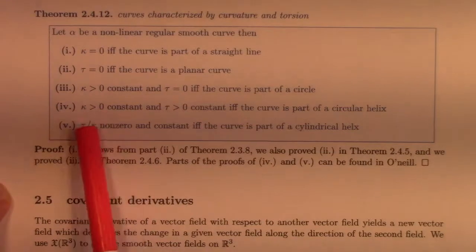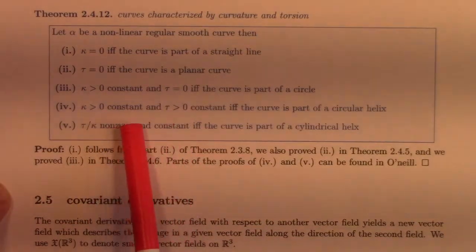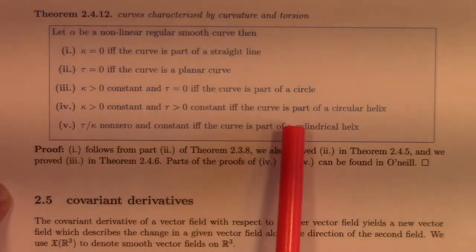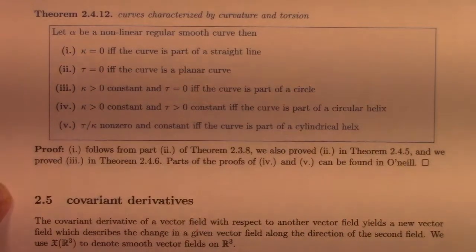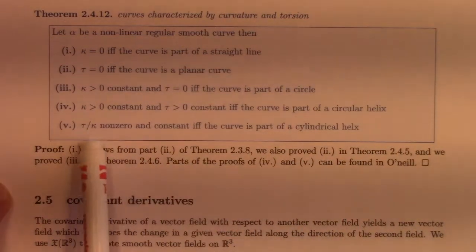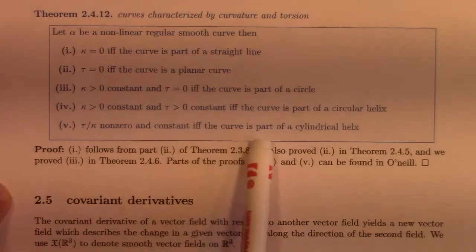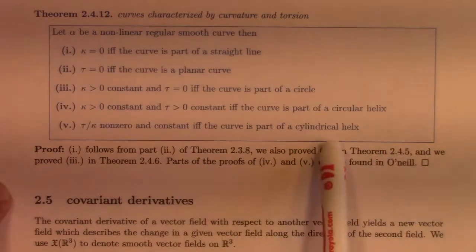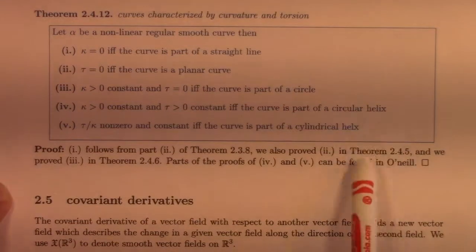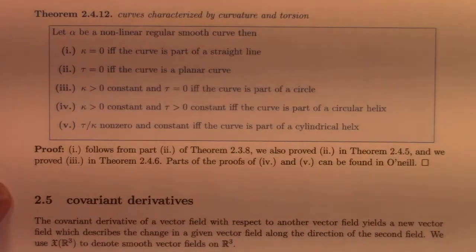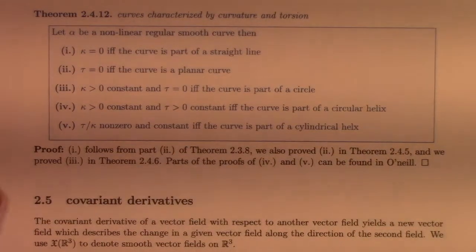If both the curvature and torsion are positive and constant, then the curve is part of a circular helix. Well, that's interesting. If the ratio of the torsion to the curvature is non-zero and constant, then the curve is part of a cylindrical helix. So, of course, the circular helix is a very, very particular case of that more general notion of a cylindrical helix.